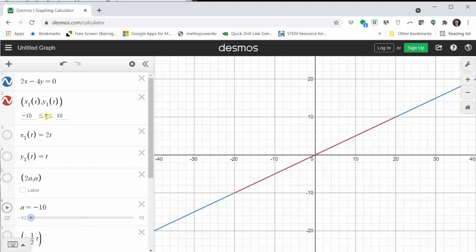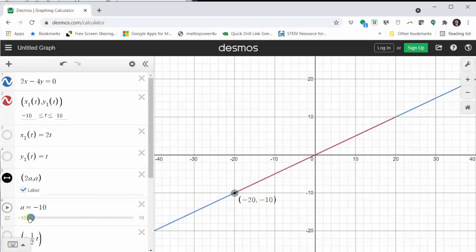If we think of t as time, we can think of the red segment being traced out in a particular direction, which is called the orientation of the graph given by the parametric equations. So to show this, I'm going to go ahead and turn on the point 2a comma a, and then change the values of a, which represent the parametric equations. Notice when t is negative 10, the x value is negative 20, and the y value is negative 10.